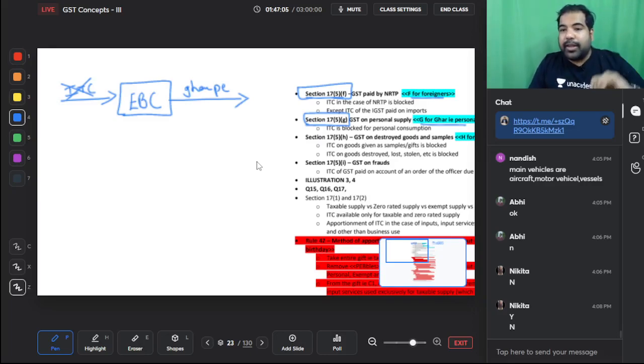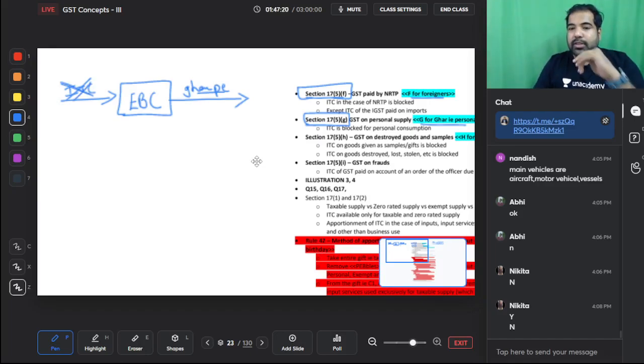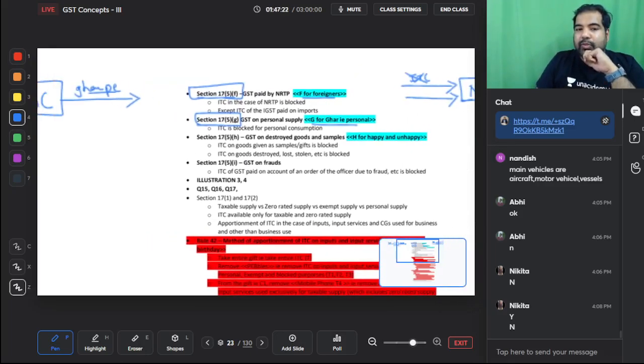But what if you have already taken ITC? Then this will be considered as supply. You already know 17(7)(1)(c). But if you have not taken credit, if you know that this is a personal supply, ghar pe, G, personal supply, you won't get ITC. Guys, all this is blocked credit. All this ITC you will not get.